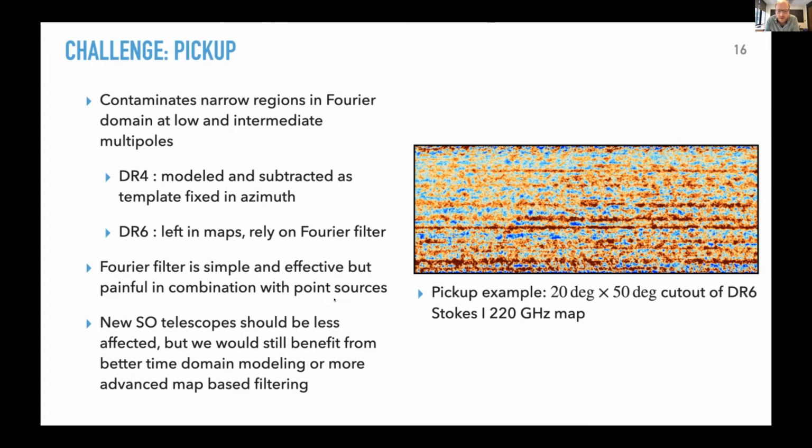And this Fourier filter is quite effective, but I would say it is quite painful in combination with all of the point sources that we have in the map. You are forced to either in-paint or source subtract the maps when applying the filter. So going forward with SO, it would be wonderful to have a better way of modeling this pickup in the time domain during map making, or to have a more advanced map-based filtering approach. I think this is a big challenge for us.